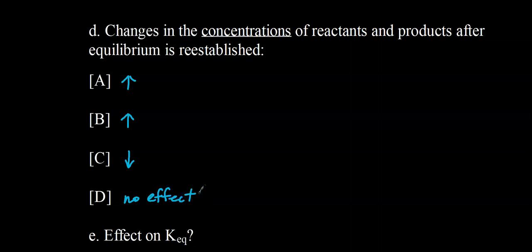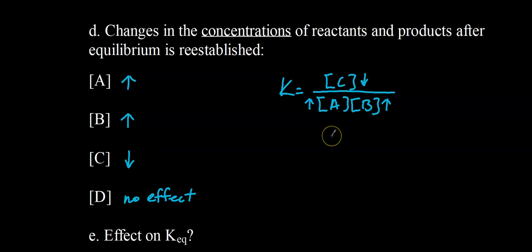How about K? I think this time it's going to change because K's value depends on temperature. Let's again look at our equilibrium expression. If you increase the temperature, what happens to the concentration of C? It goes down. And if you increase the temperature, what happens to the concentrations of A and B? They both go up. So we see that the top is getting smaller and the bottom is getting bigger. So what effect does that have on K? K will decrease.